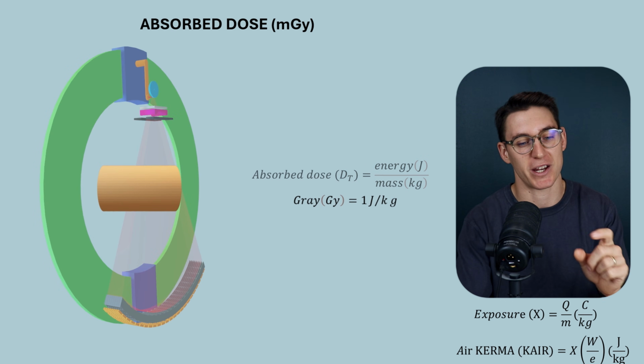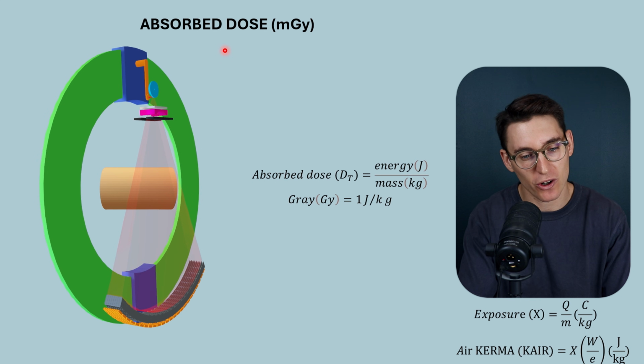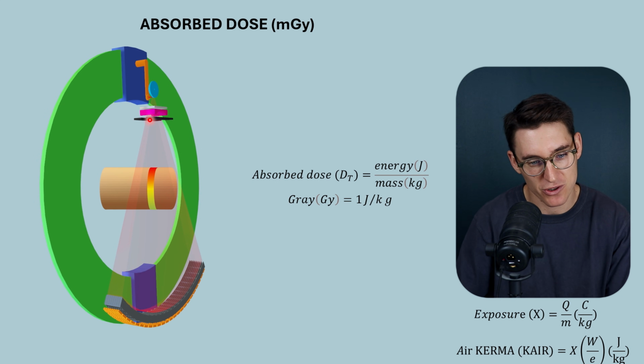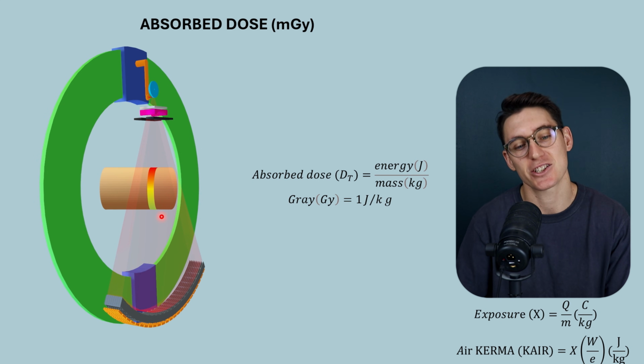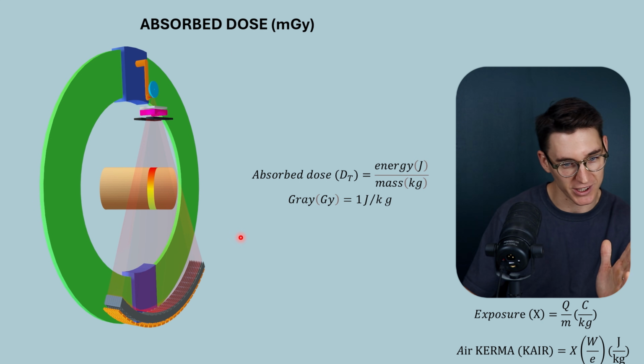Firstly, if we were to place this patient in a CT machine, we know that dose, as X-rays pass through this patient, is unevenly distributed. X-rays get attenuated as they pass through the patient. Now, we're looking at this side on.